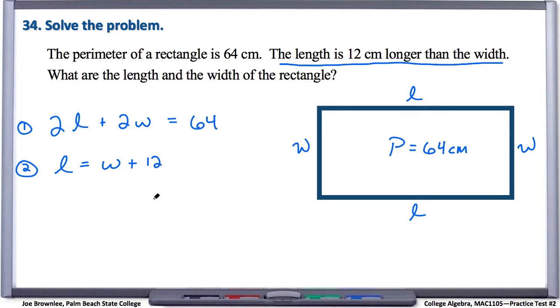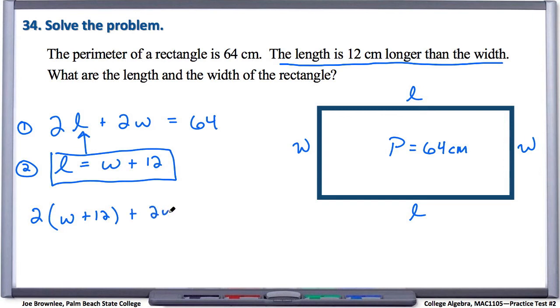And now we have our two equations and we can go ahead and solve. And this is set up perfectly for substitution, isn't it? Because the L is already by itself. So what we can do is take this value here and plug it in for L in the first equation. And so when we do that, we get 2 times L, but we know what L is. L is W plus 12, plus 2W equals 64. We'll go ahead and distribute that 2, so we end up with 2W plus 24 plus 2W equals 64.